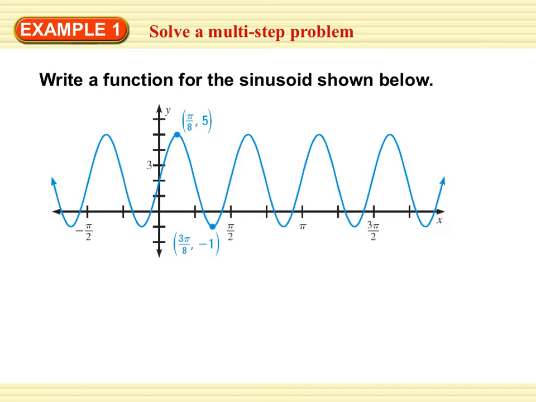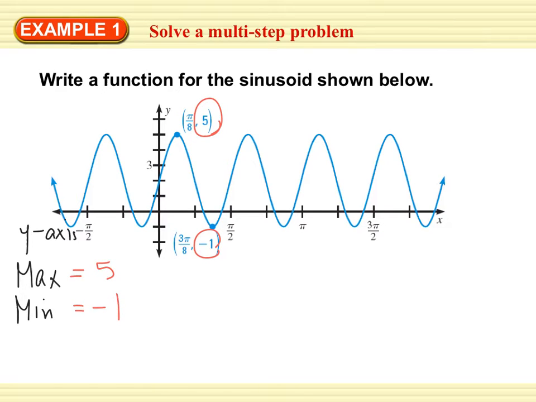All right, so let's try an example. Write a function for the sinusoid shown below. What do we see here? First, we find the maximum value and the minimum value from the graph. This is going to be on the y-axis. So the maximum value is 5, the minimum value is -1.